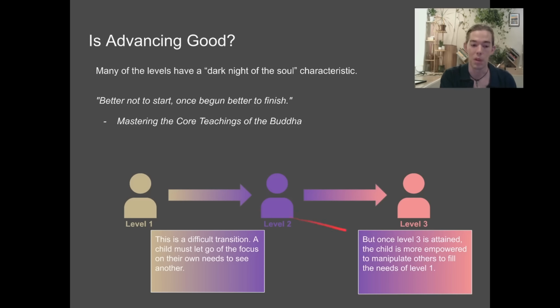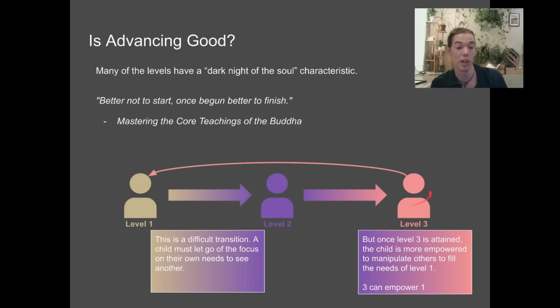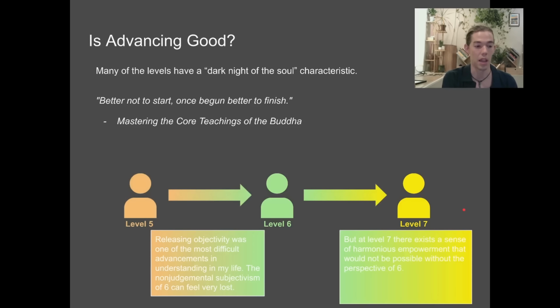But once I advance to level 3, I'm more empowered. I have this broader perspective where I understand that you have an idea of who I am, and I have agency over how I tell that story. And actually, that can help me manipulate you to fulfill my needs at level 1. So level 3 is more empowered to help level 1 than level 1 is alone. However, once you're at level 3, maybe you won't care about that anymore. Maybe you won't care about these values, but you had to go through this journey where you turned away from them to get there. And I'm going to posit that this happens at higher levels as well.